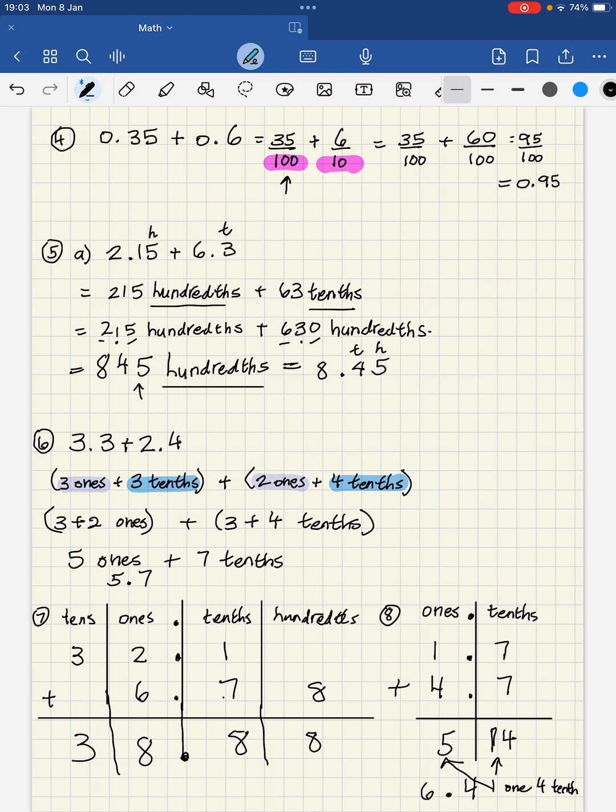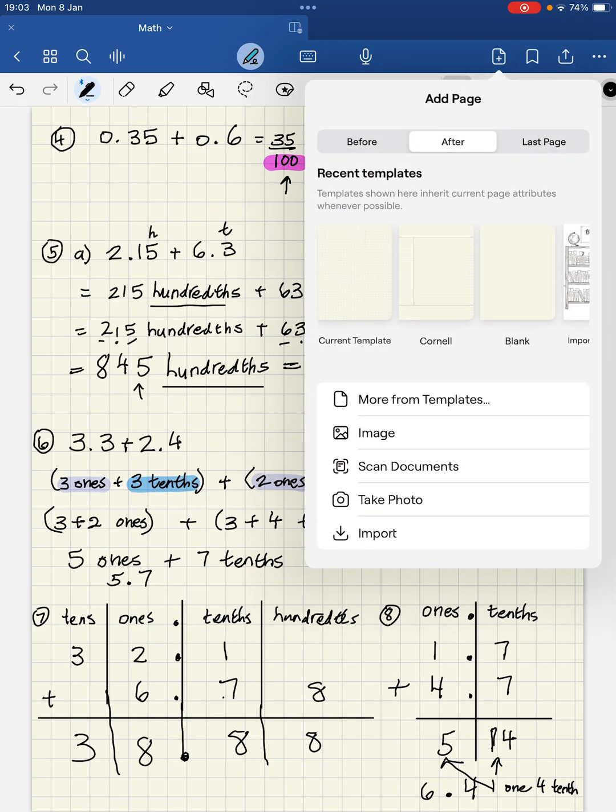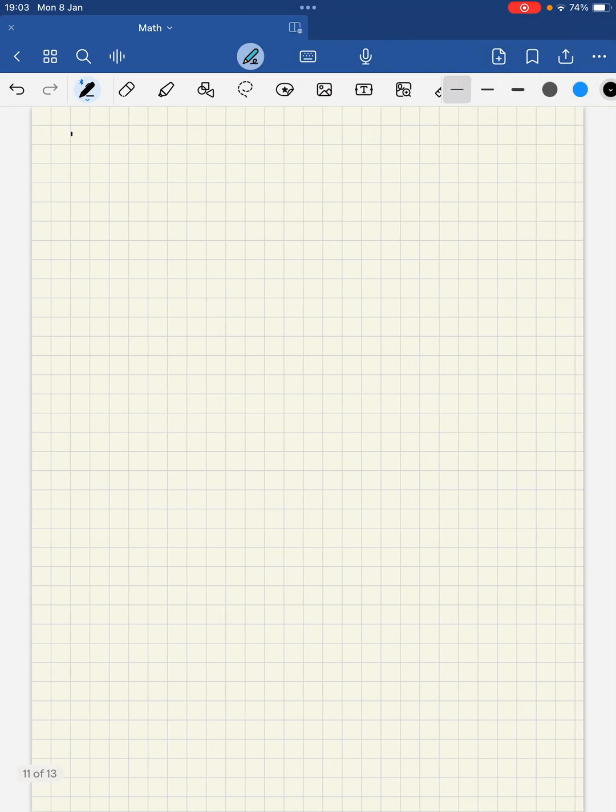Question 9 is exactly the same as question 8. You've just got a few extra place values. So if I did a question with you, if I do another page. So for question 9, if I do, let's say, 0.832 plus 3.564 plus 0.5. Okay, so let's set that up.